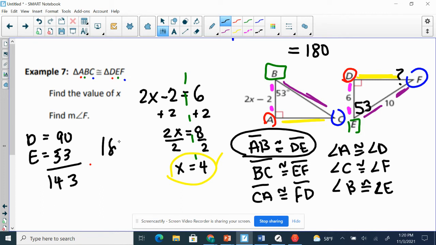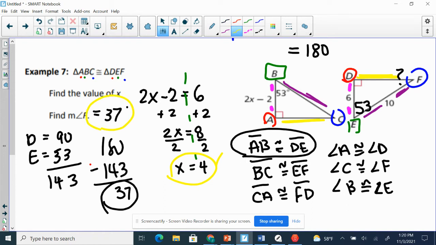So you can do 180 minus 143, or however the math works in your head. So you end up with that 7, which gets us up to 150. And then we have 3. So 37 degrees is what F is. So 37 degrees as our answer for our second part question.